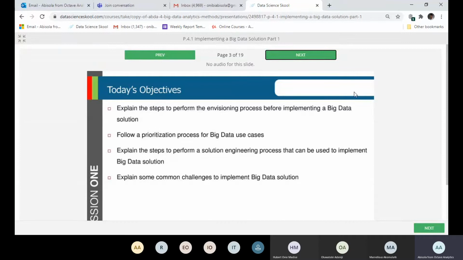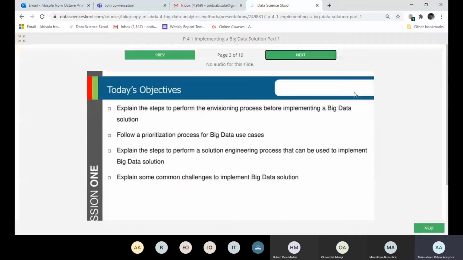You want to know which of these problems need to be tackled first, which is more feasible to tackle, and which of them will bring more business value to the table, even while it's more feasible to tackle. So that is the prioritization process.